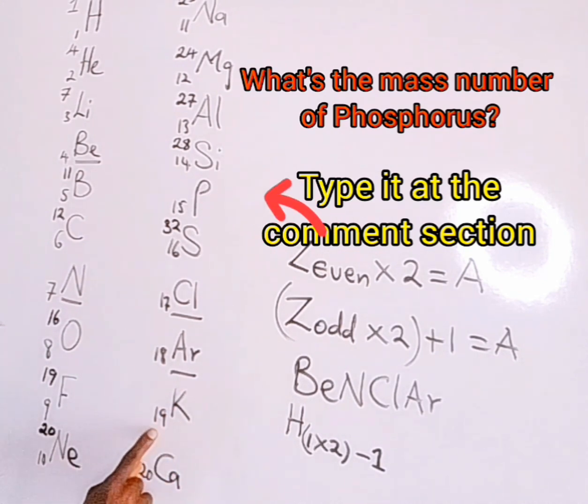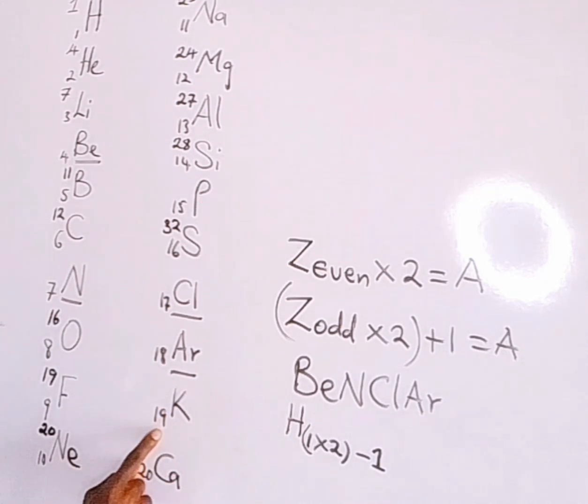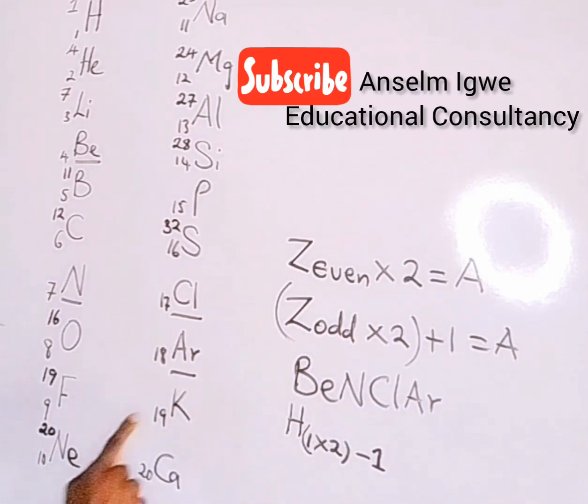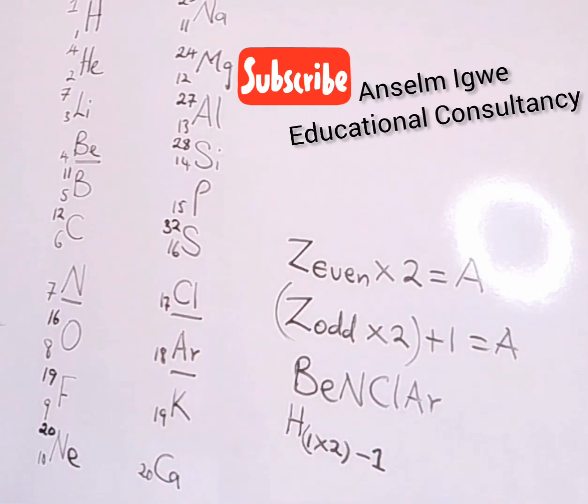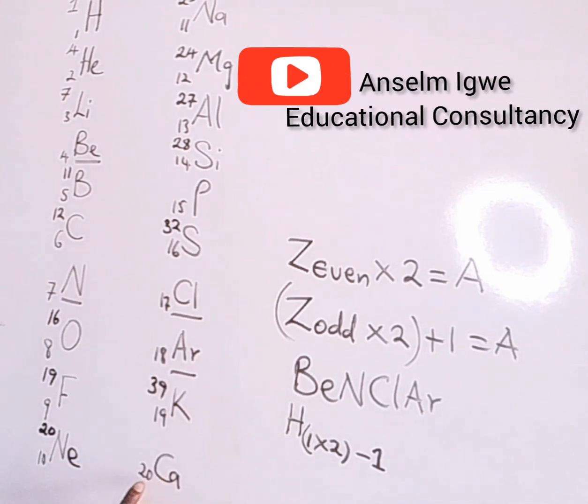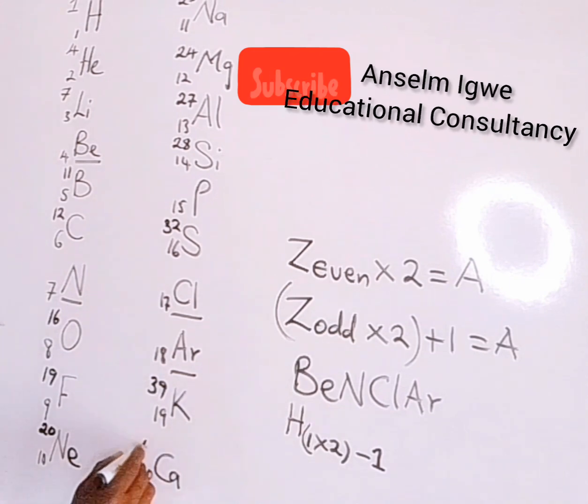Potassium has 19, and 19 is an odd number. So we multiply by 2 and add 1 to get the atomic mass. 19 times 2 is 38, plus 1, that is 39. Calcium, 20. 20 is an even number, so you multiply by 2 and you get 40.